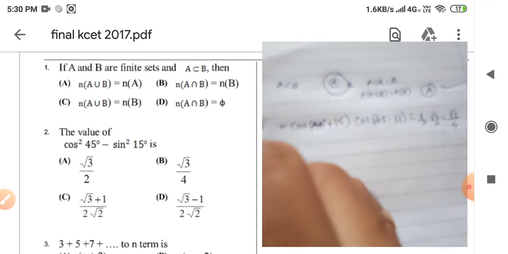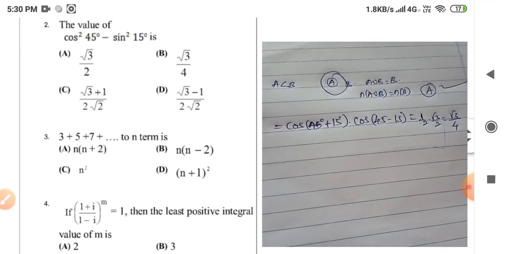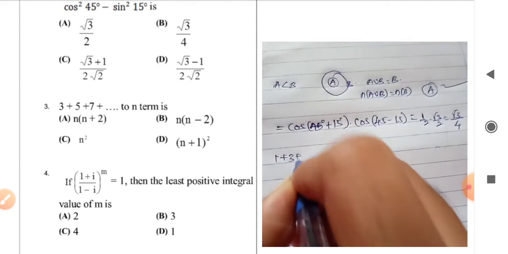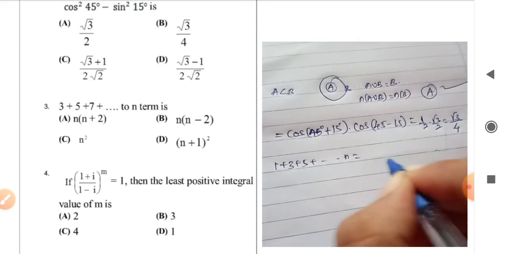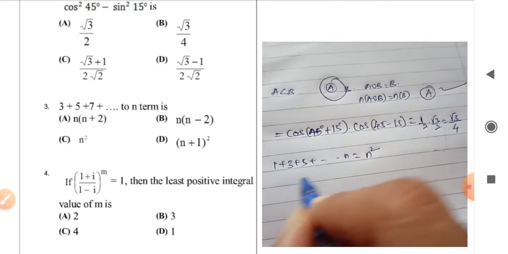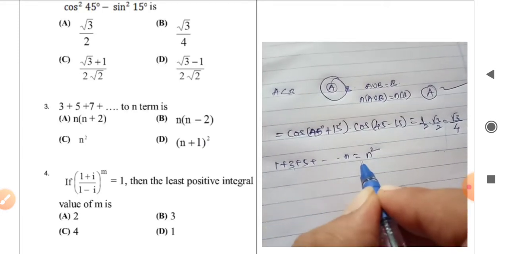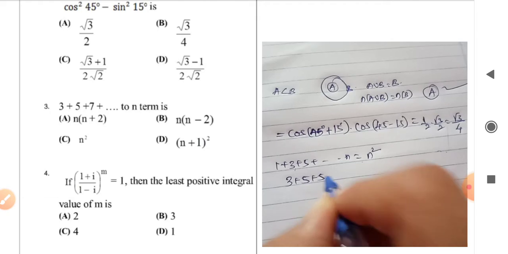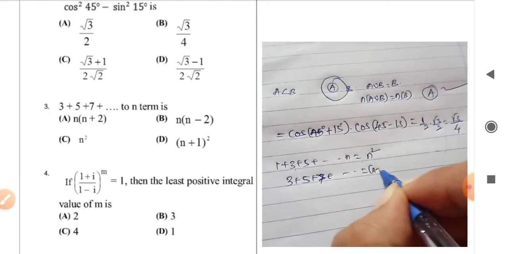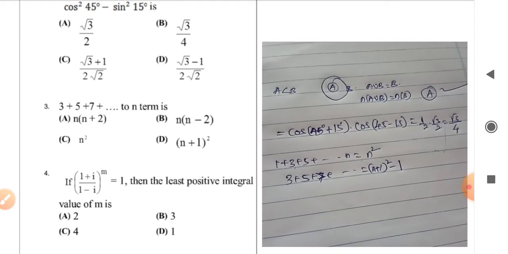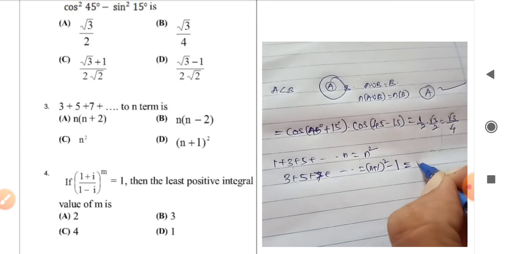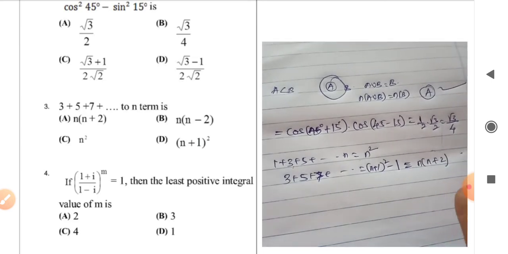So easily you can get the answer. Remember the results, how I am using cos of A plus B, cos of A minus B. And the next one, third question, look at this. It says 3 plus 5 plus 7 and so on to n terms. My dear students, if it begins with 1 plus 3 plus 5 and so on to n terms, its answer will always be n square, you know very well. But here the terms begin with 3, and there are n terms. So definitely it looks like (n plus 1) square minus 1. Now if you expand this, it is n square plus 2n, so that is n into (n plus 2). So it is nothing but our option A, correct.